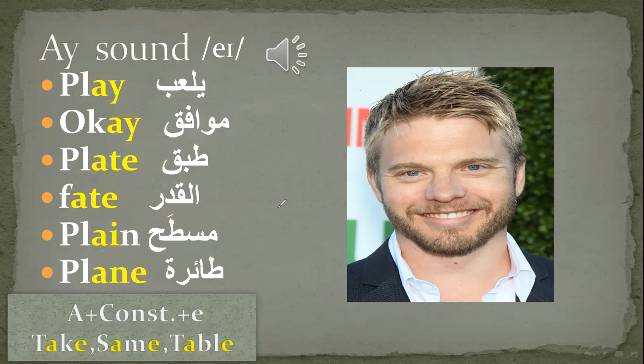So the general rule here is this: when we have A plus consonant letter plus E. The vowels are A, E, I, O, and U. Any other letter which is not A, E, I, O, or U is a consonant letter. Consonants like D, T, S, C, F, G, H. All these are consonants.